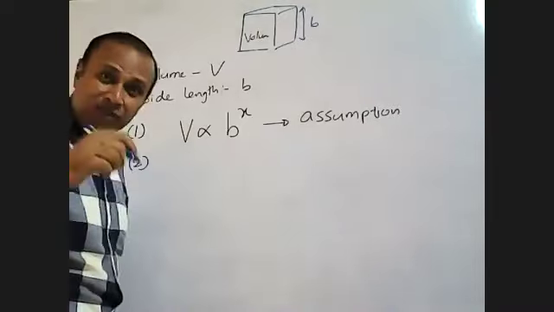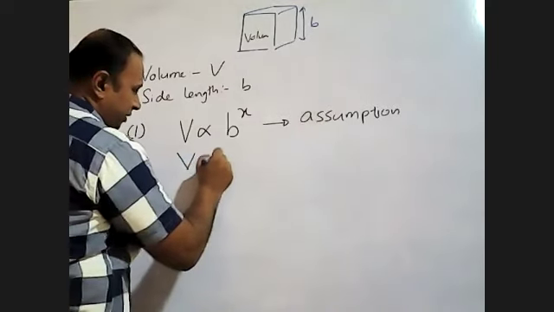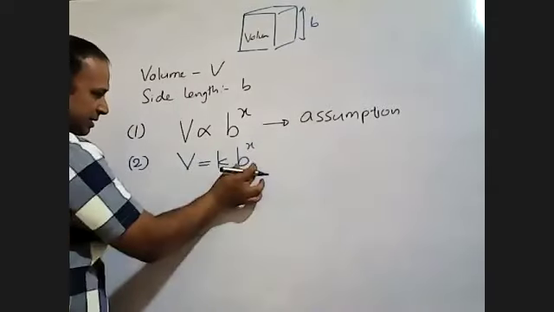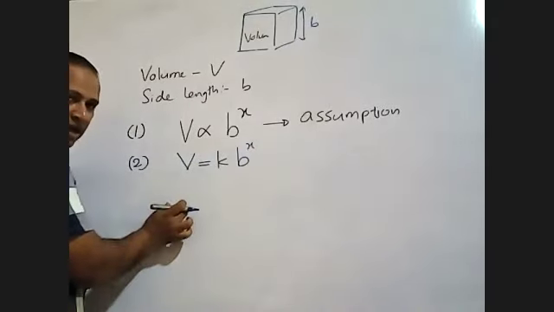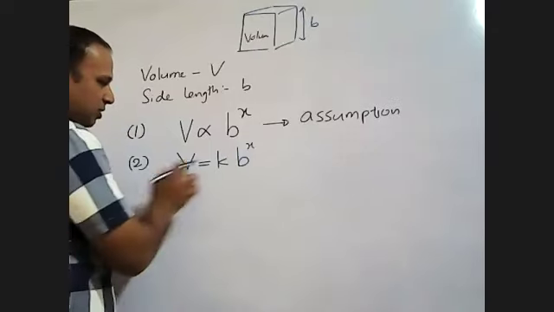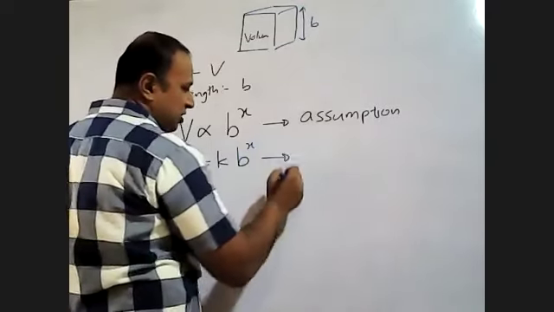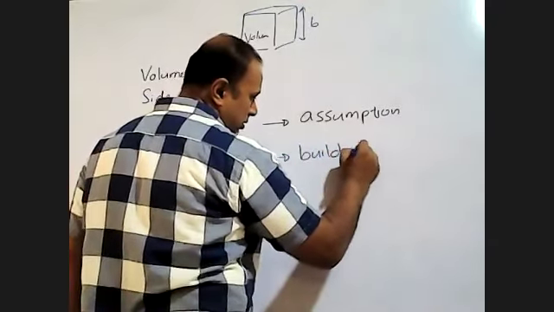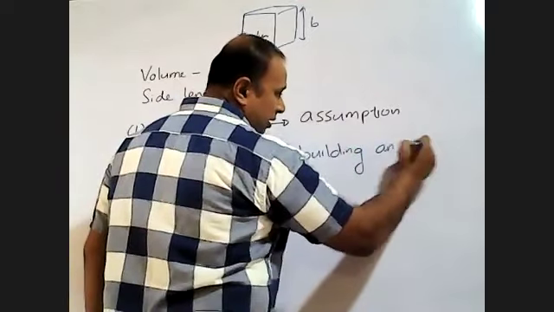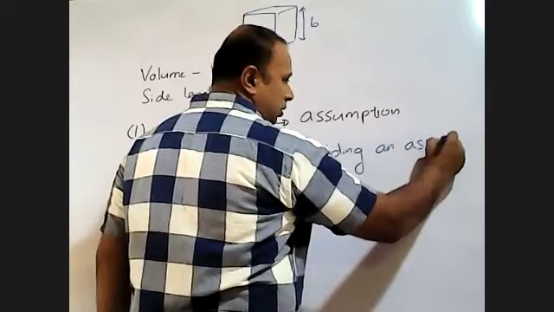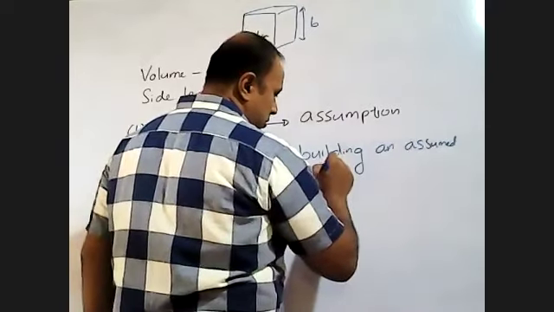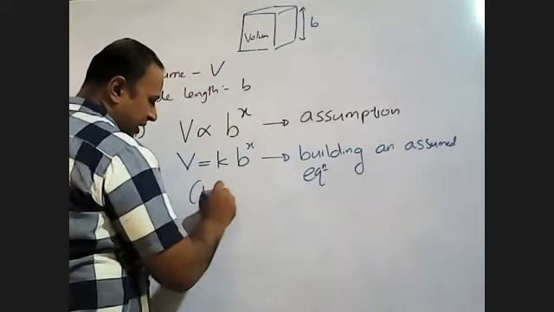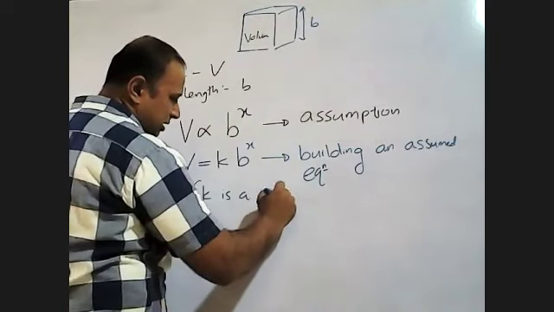If you convert this into an equation, then you will have this kind of equation, V = K B^x. It is very clear. That means V over B^x is a constant. K is a constant. Therefore, you have to write this one. So this is the second step: build and assume the equation. Here K is a constant.